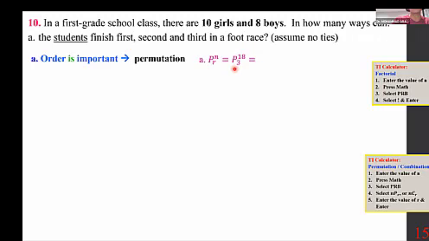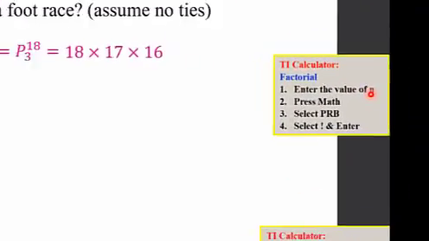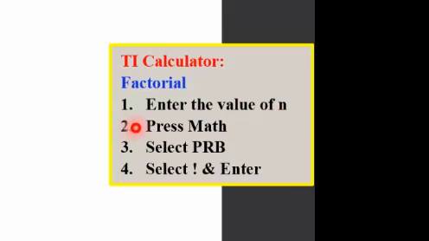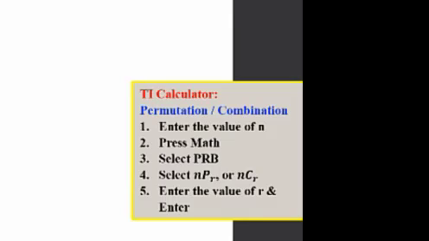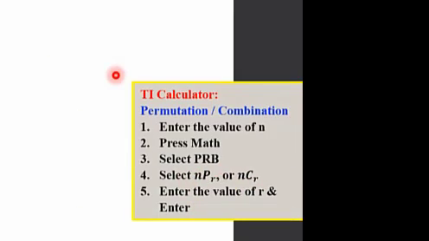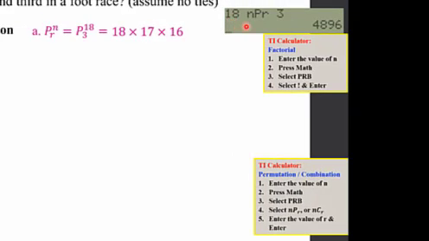This is the most important part. You can easily finish it, which is, of course, one way to write it is 18 times 17 times 16. If you want to use a TI calculator, you can start by putting the value of n, then press math, then select probability, go to factorial if you're interested in factorial. If you're interested in nPr or nCr, click one of those and then put the r. And in this case, 18 nPr 3 gives you this number, 4896. Or you can work it out.